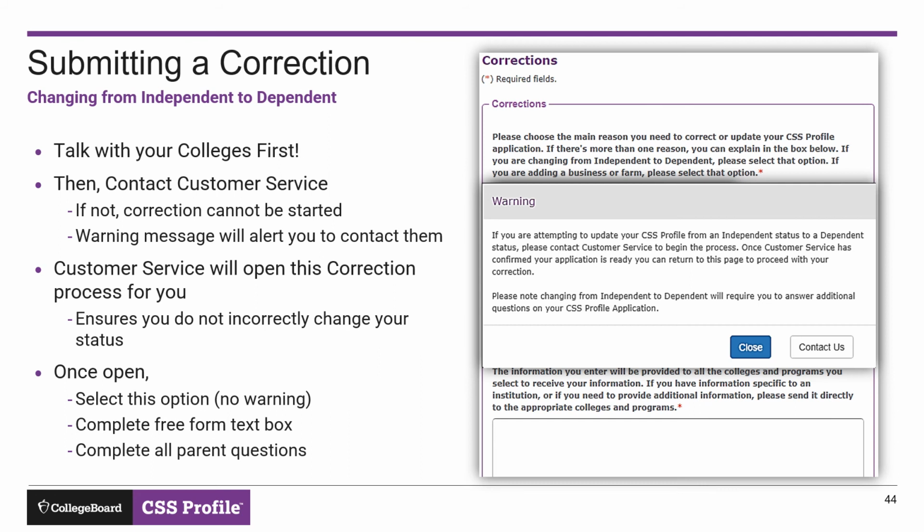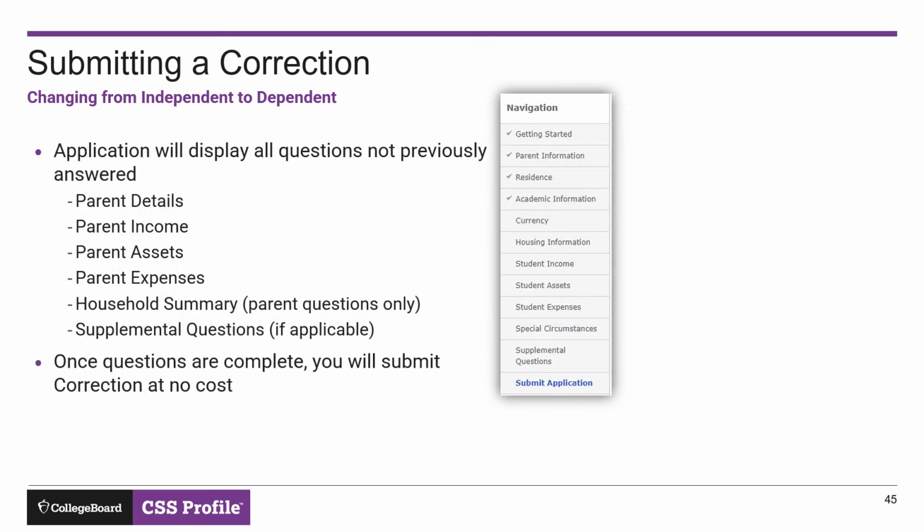Once done, you can return to the correction process from your CSS Profile dashboard, select Changing from Independent to Dependent, complete the free-form text box, and then answer all of the parent questions. From there, you will enter the correction application.